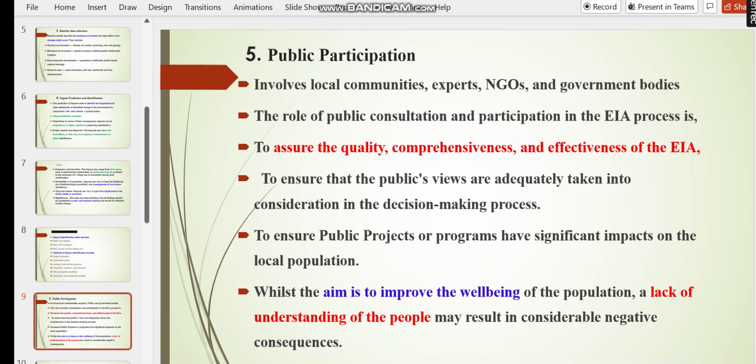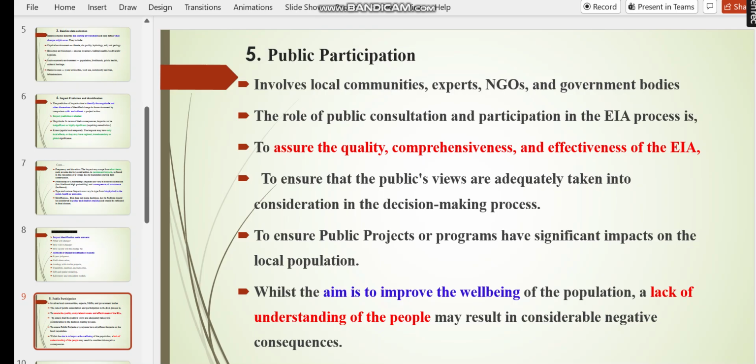The fifth step is public participation. This involves local communities, experts, and concerned government bodies. The role of public participation in the process is to ensure the quality, completeness, and effectiveness of the EIA, to ensure that public views are adequately taken into consideration in the decision-making process, and to ensure that public projects or programs that have significant impact on the local population. Hence, the aim is to improve the well-being of the population.